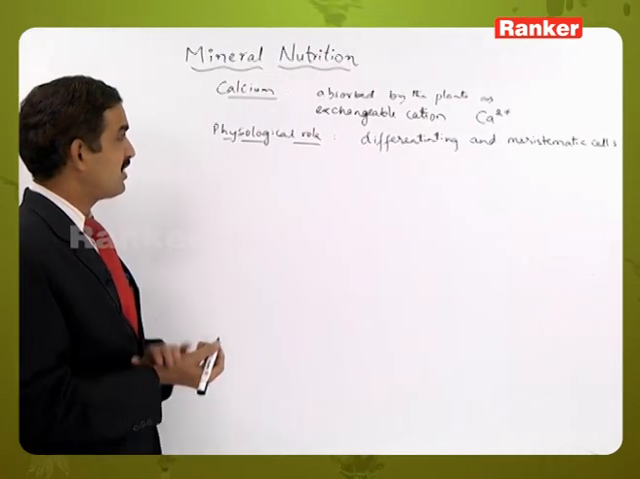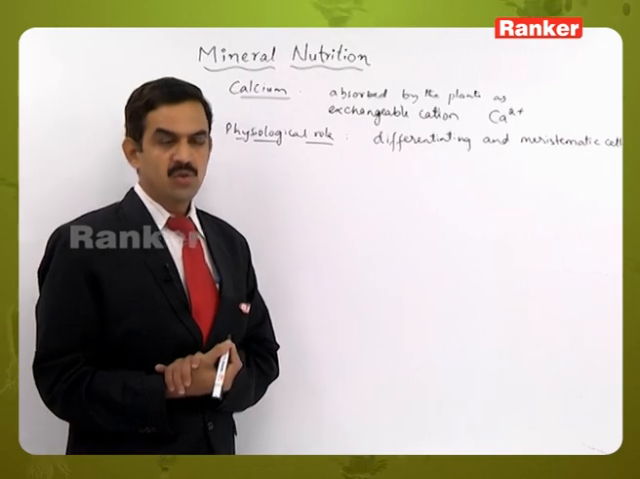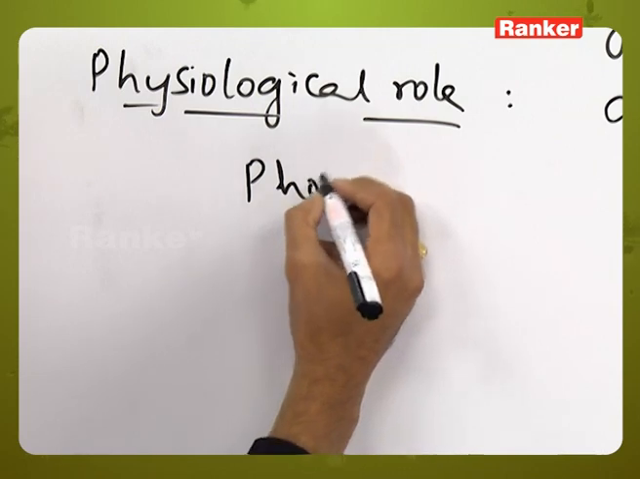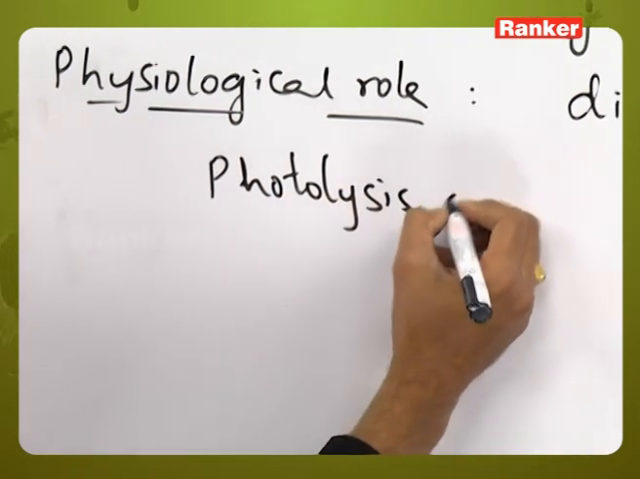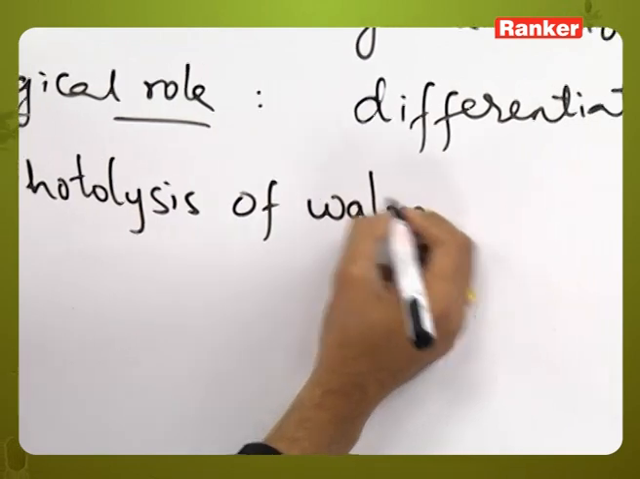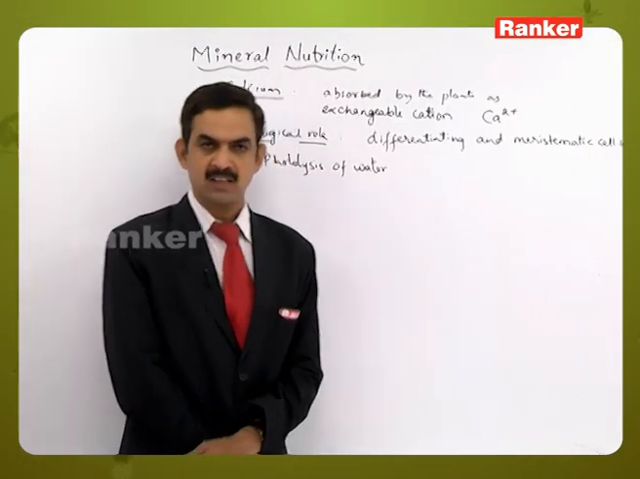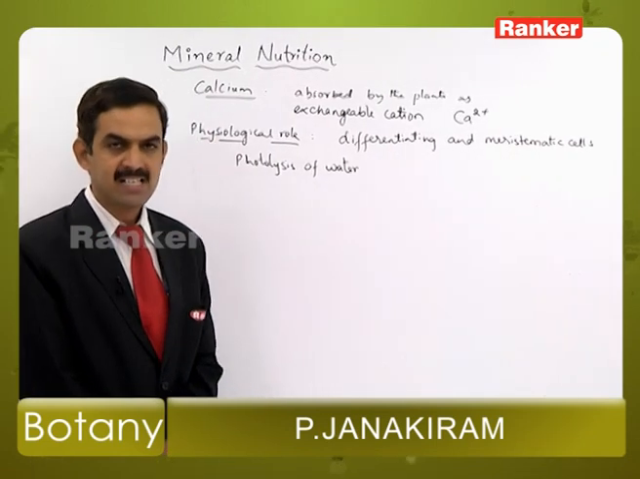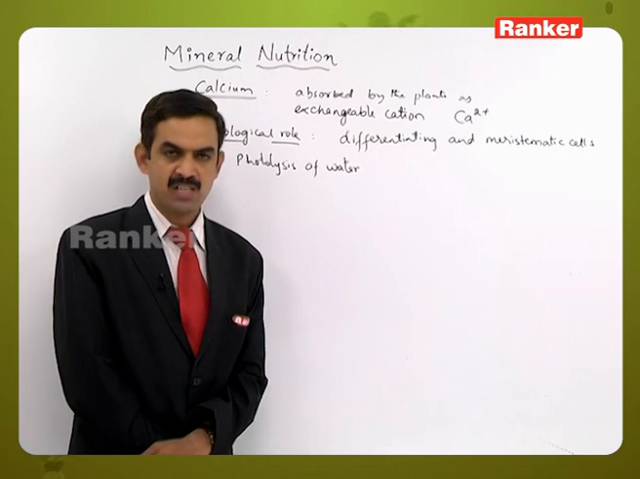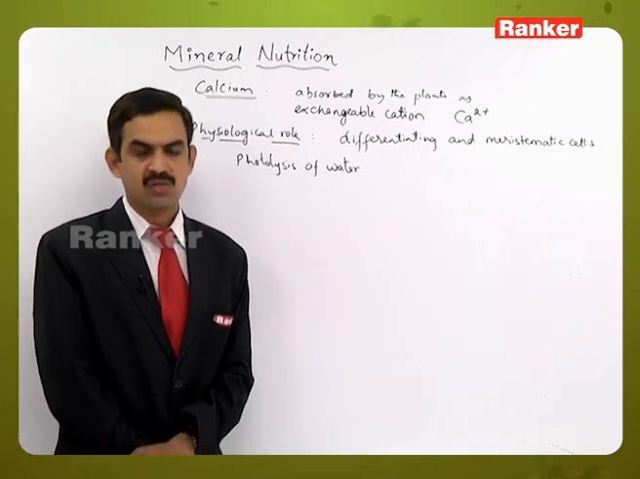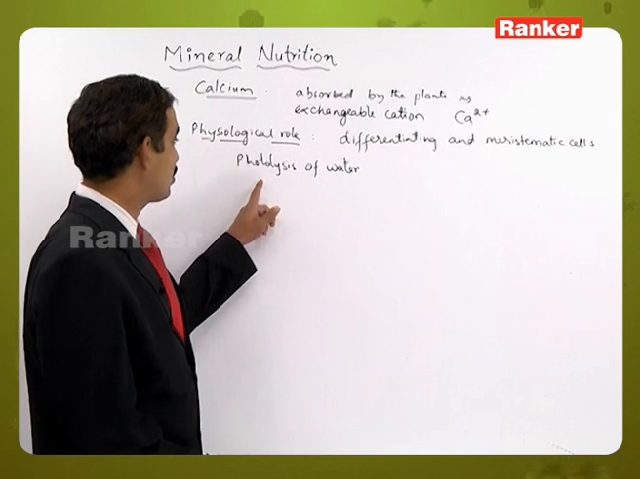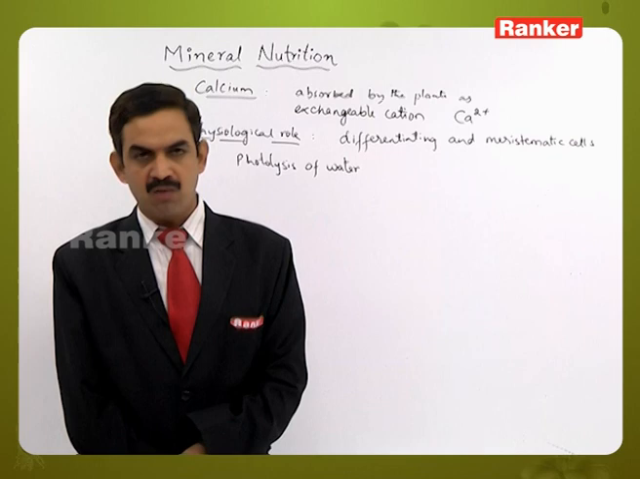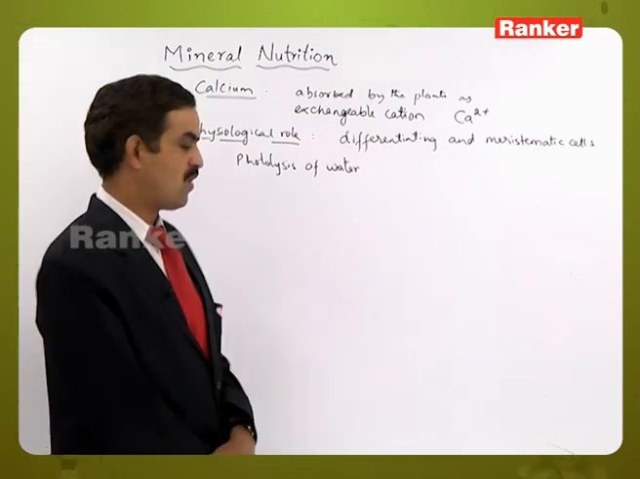Then this calcium is useful for many physiological functions like photolysis of water. This is a step which occurs during the light reaction of photosynthesis, where the oxygen evolving complex is useful for splitting of water in presence of light. This oxygen evolving complex contains calcium. So that's why it is one of the important elements required for photolysis of water.